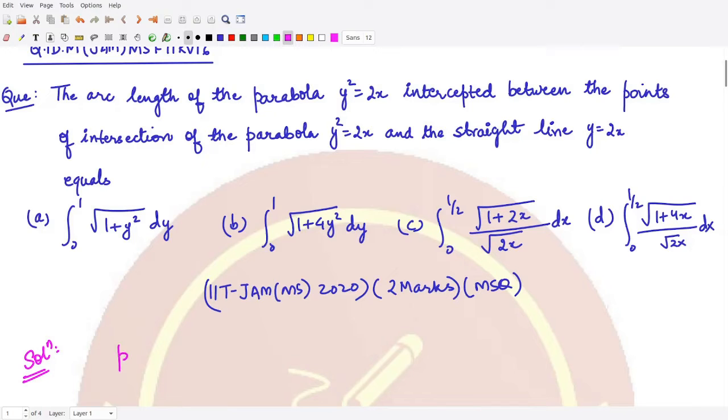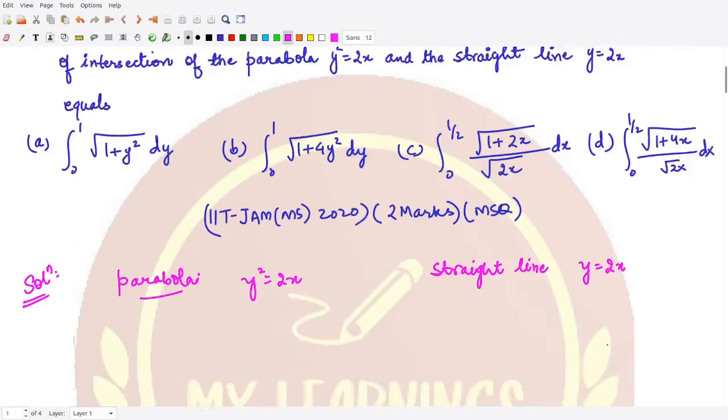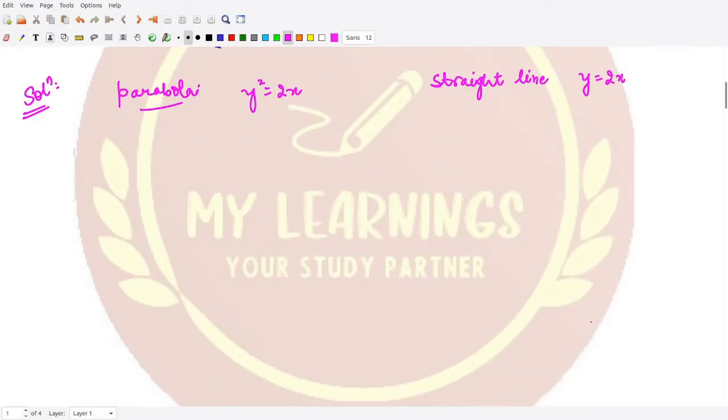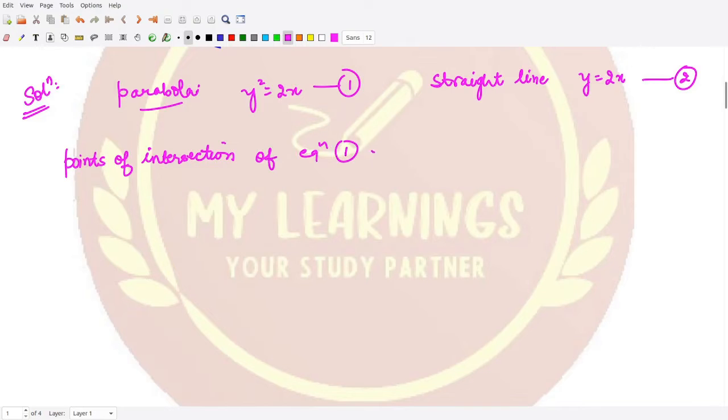For the solution we are given a parabola whose equation is known to us as y square is equal to 2x, and we are given a straight line which is y is equal to 2x. So these two things are given to us, right? So let's see what are the points of intersection of these. Let's call this equation 1 and let's call this equation 2. So points of intersection of equation 1 and 2.